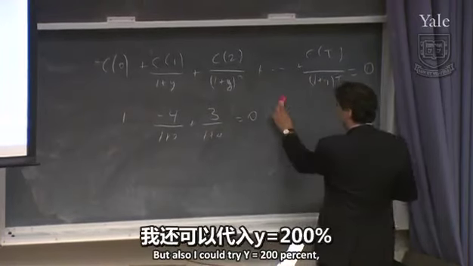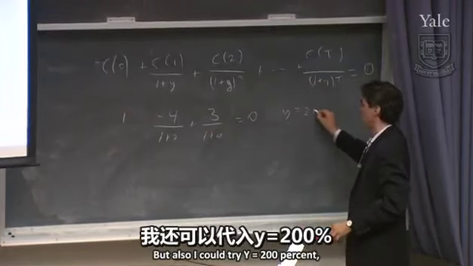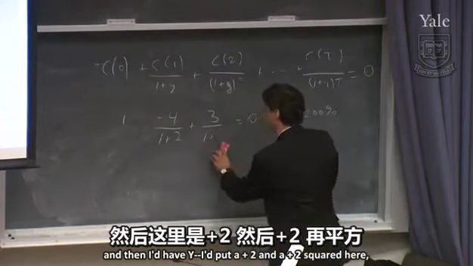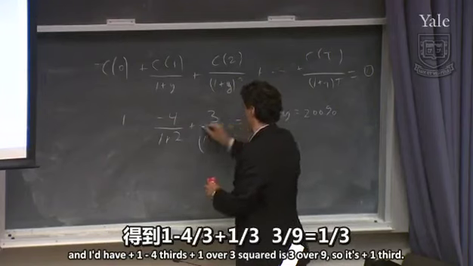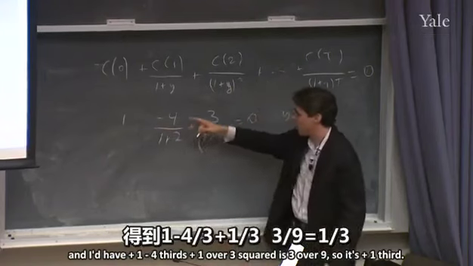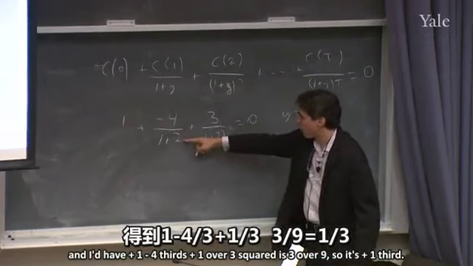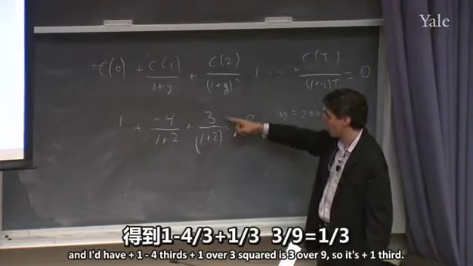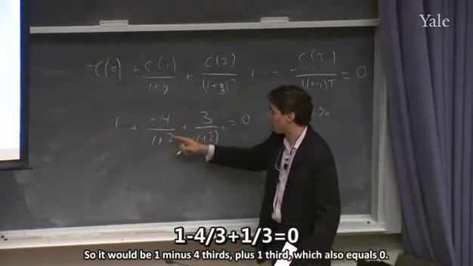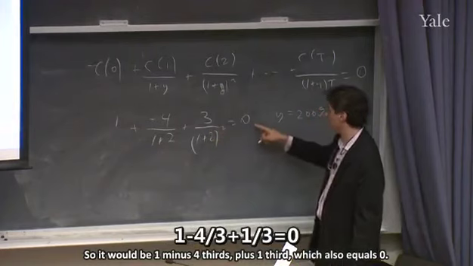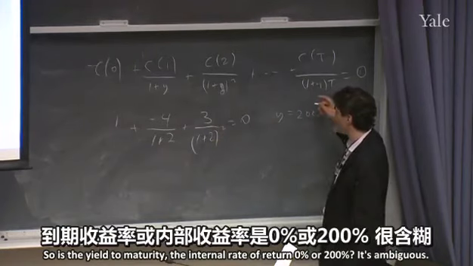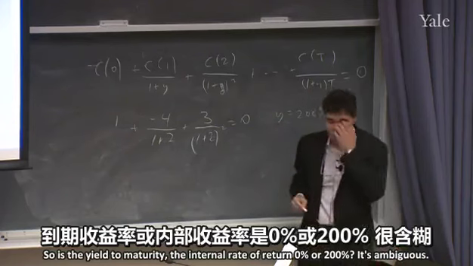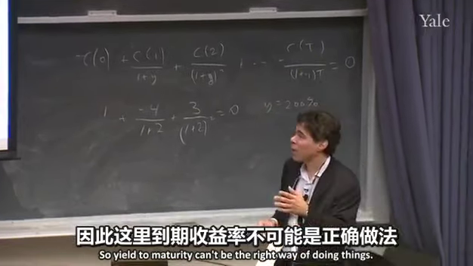But also I could try y equals 200%. And then I'd put a 1 plus 2, and a 1 plus 2 squared here. And I'd have 1, -4/3, plus 1 over 3 squared is 3 over 9, so it's +1/3. So it would be 1 - 4/3 + 1/3, which also equals 0. So is the yield to maturity, the internal rate of return, 0% or 200%? It's ambiguous. So yield to maturity can't be the right way of doing things.